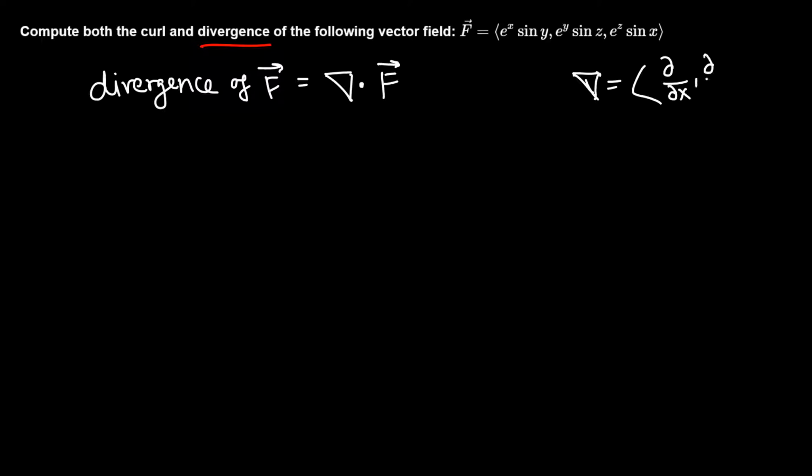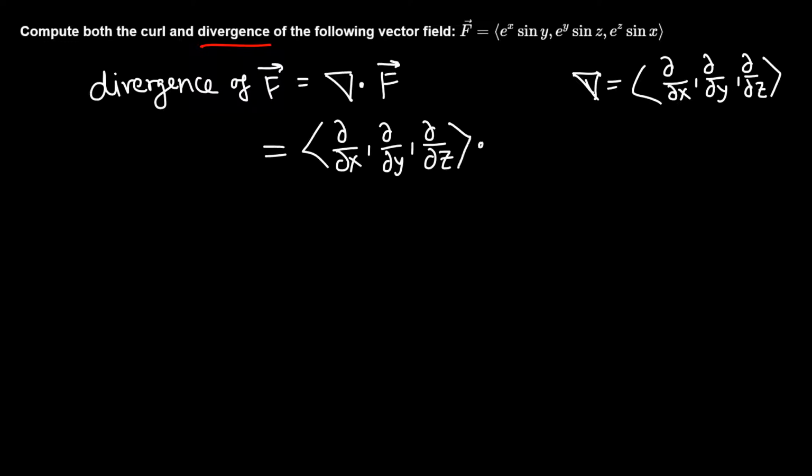And note that this del operator is just ∂/∂x, ∂/∂y, ∂/∂z. Okay, so in this case, that is dotted with this vector field given here: e^x sin y, e^y sin z, e^z sin x. Now we take the dot product. It's basically this operator on this component plus this operator on this.